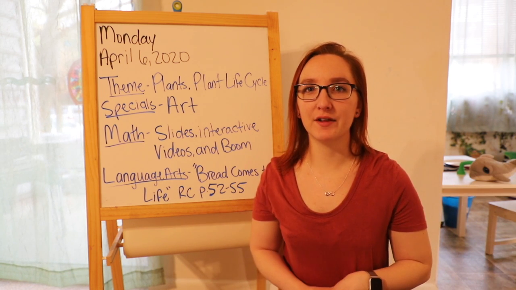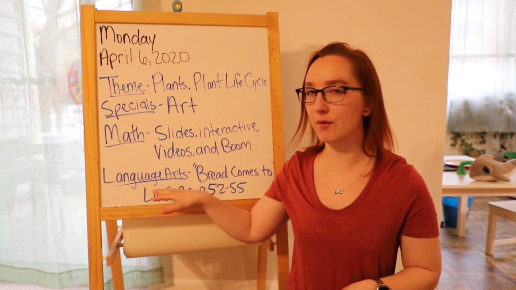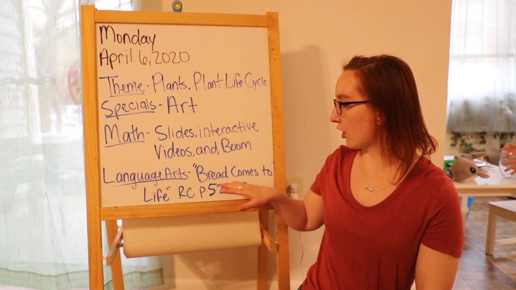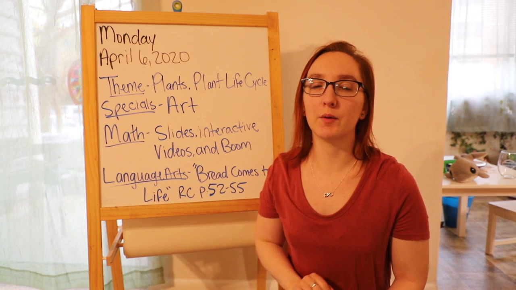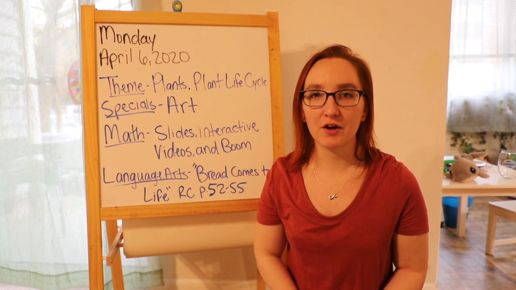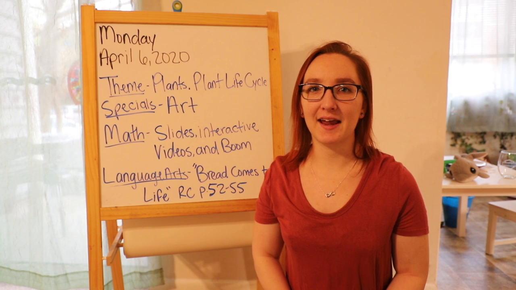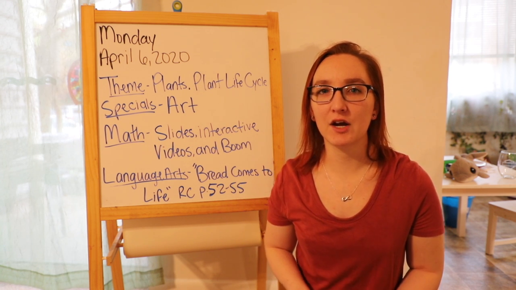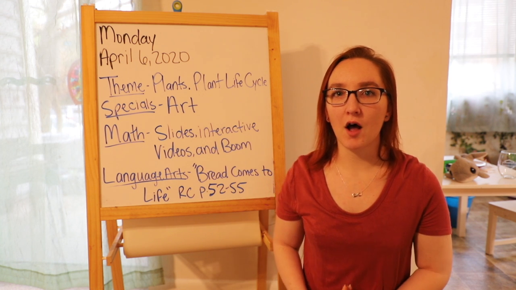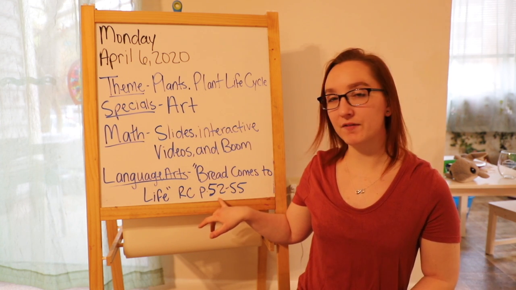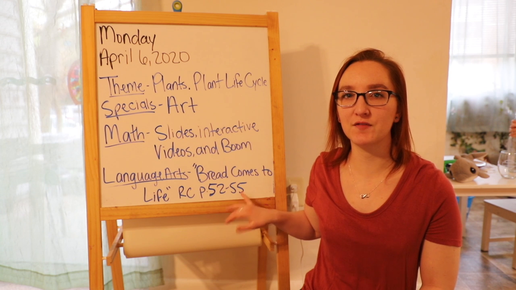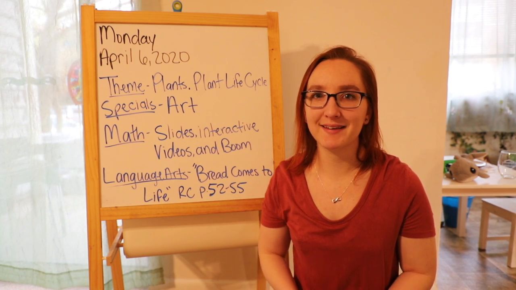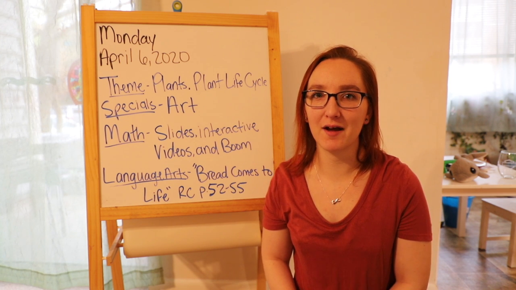Alright, so after that we are going to have language arts. We are going to read a story called Bread Comes to Life, where we're going to learn all about where our food comes from and how it is made. We're going to be working in our reading companion book, starting at page 52 and working to page 55. And we'll be reading that big book on the computer like we did last week with Hen Hears Gossip.